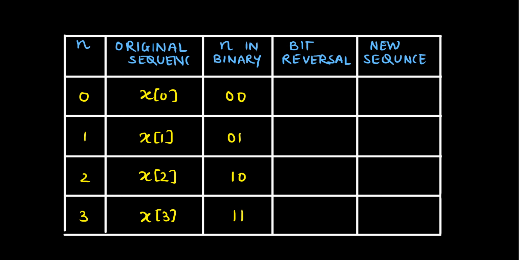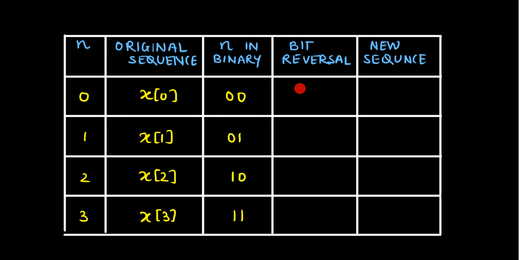So the original sequence that we are given is x of 0, x of 1, x of 2 and x of 3. Now if we consider this representation of n in the binary form, it can be 0 0, 0 1, 1 0 and 1 1. That is, the highest value of n, that is 3, can be simply represented by 2 bits. So it is given by 1 1 here.